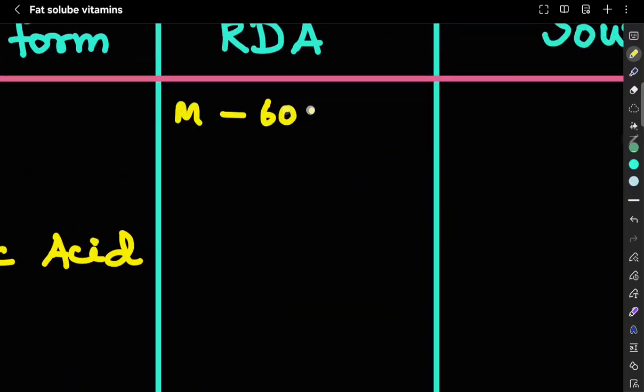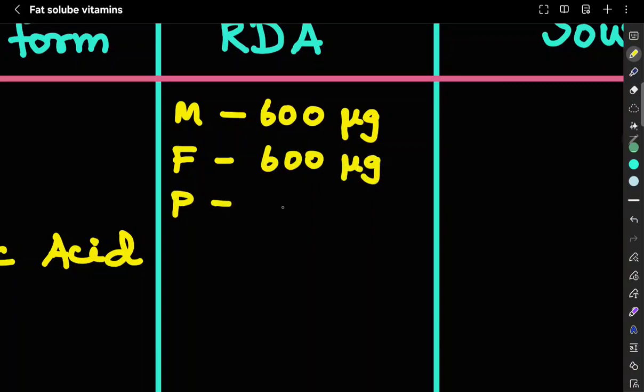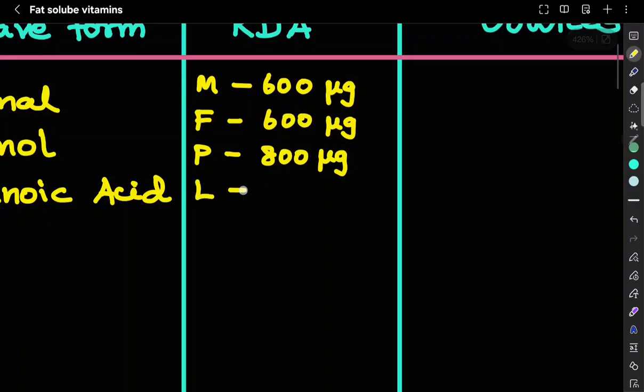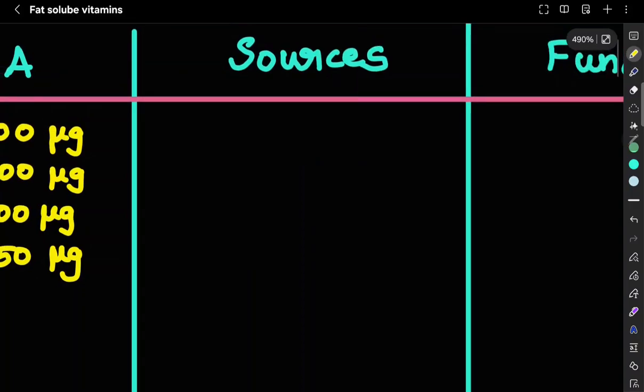So in male, how much RDA is required? In male it is 600 micrograms. In female, again we need 600 micrograms, and during pregnancy 800 micrograms. So during pregnancy more vitamin A is required, and during lactation even more vitamin A is required. So it is 950 micrograms. Okay, generally we require 600, but during pregnancy extra 200, that is 800, and during lactation a little bit more extra, that is 950.